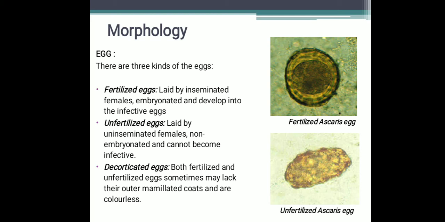Coming to the unfertilized eggs, they are laid by uninseminated females; these are non-embryonated and cannot become infective. The egg is longer, up to 90 micrometers, and more elliptical, and the shell is thinner with the outer coat scanty and irregular. If you see the ovum, it is atrophic. That is for the unfertilized egg.